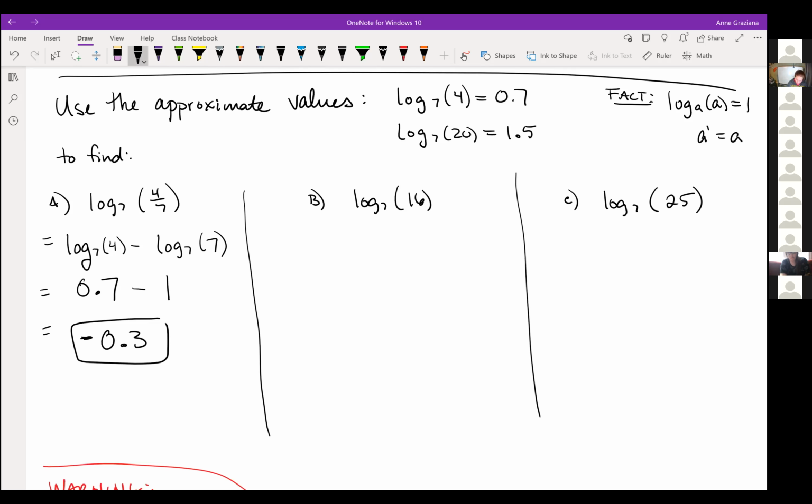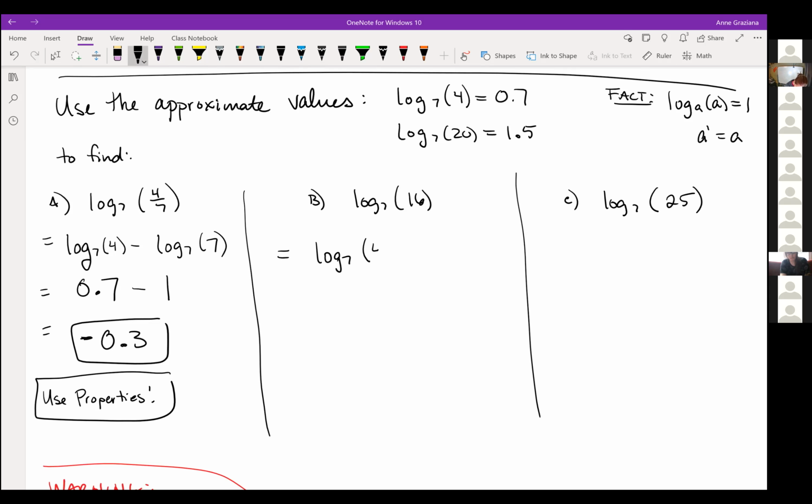So the big key idea: use properties. And you only have 3. So this was the quotient property. All right, let's look at part B. What property do you think we can use here to get something that says either log base 7 of 4 or log base 7 of 20? Any ideas out there? The product property.